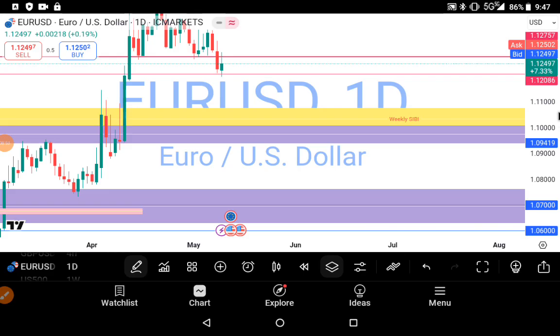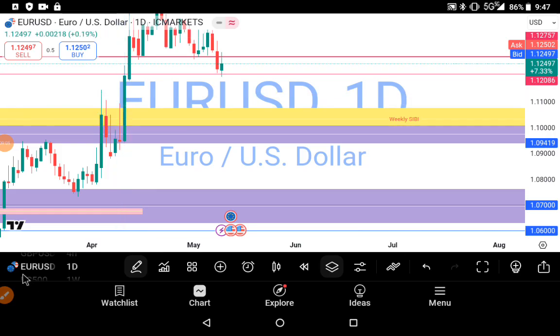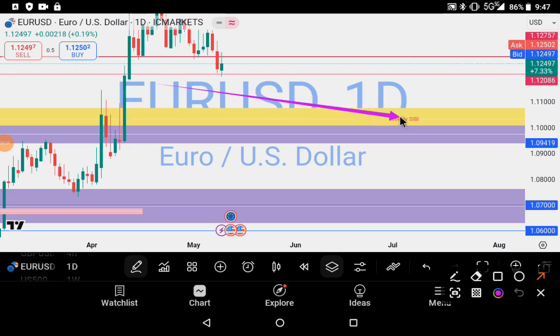1.11000 is here, and it falls directly into the buy side imbalance, sell side inefficiency. I'm expecting the market price to come all the way and fill in this level and find its way into this weekly sell side imbalance, buy side inefficiency. That's a CB. This is a BC, while this is a CB on the higher time frame.